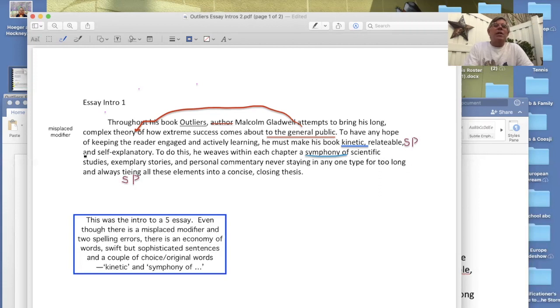Okay, spelling, self-explanatory. He weaves within each chapter a symphony of scientific studies, exemplary stories, and personal commentary, never staying in any one type for too long, and always tying, that's misspelled too, all of these elements into a concise closing thesis. So there's a misplaced modifier and there's two spelling errors. You would hope that the next paragraph doesn't have that. And that's kind of the holistic way that essays are graded.